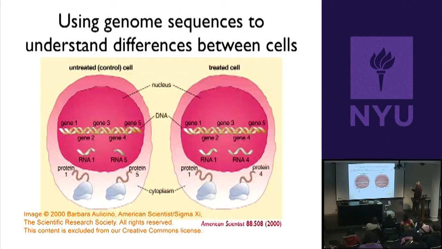So instead of taking a drug-treated cell and an untreated cell, you can compare two different normal cells in the same body. You can take a liver cell and a muscle cell and do the same experiment. And what this will tell you is the proteins that are important for liver function versus muscle function. Okay? Likewise, you can take the same cell type but at different stages in its development.